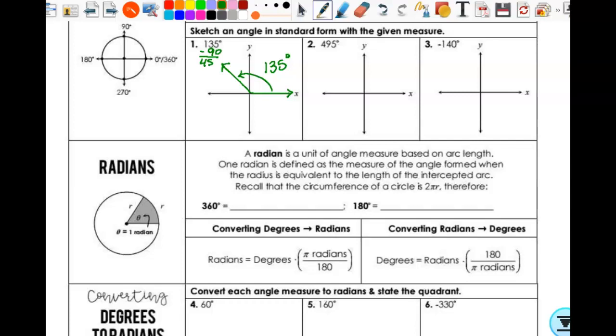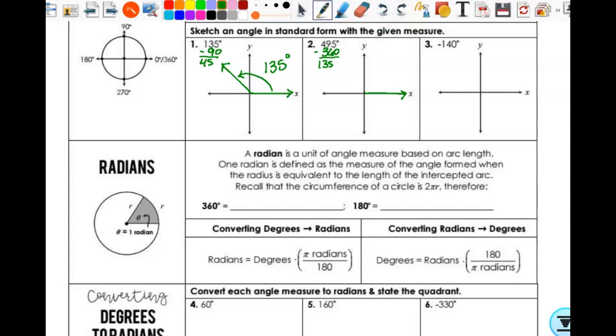So I know I start here, and I know if I go all the way around, it's 360, right? So I'm going to subtract 360 from this. What's 495 minus 360? 135. Do you know where 135 is? Yeah, we just did it, right? So this is what 135 looks like.